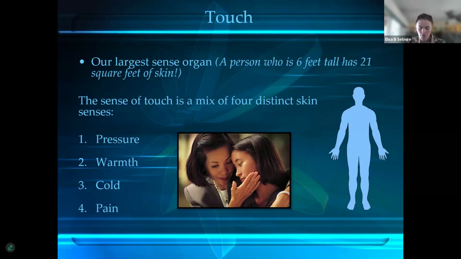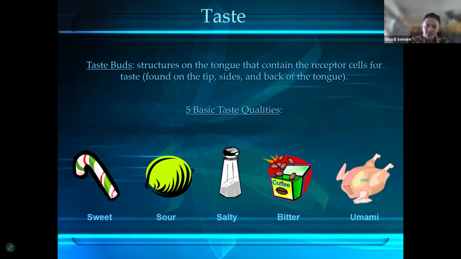And there are conditions where people are born with an insensitivity to pain. There's something called CIPA, congenital insensitivity to pain with anhidrosis, where a person lacks any kind of sweating response or sensation of pain starting at birth. But for most people, four different distinct senses, lots of square feet of skin, and it's a very large, important sense organ. Our next biggest sense organ here is that of taste.